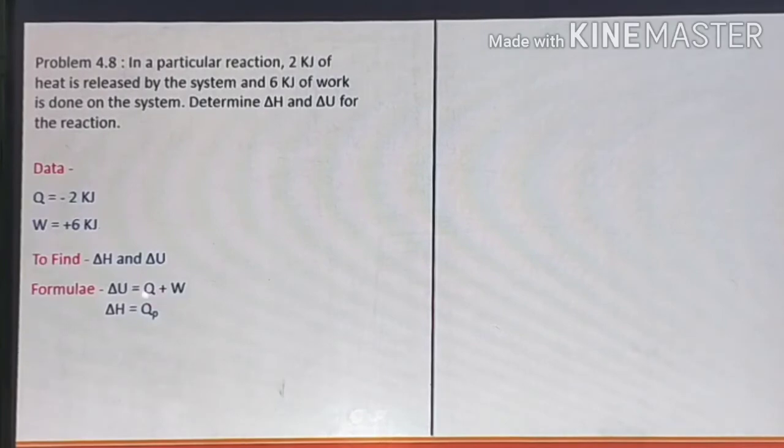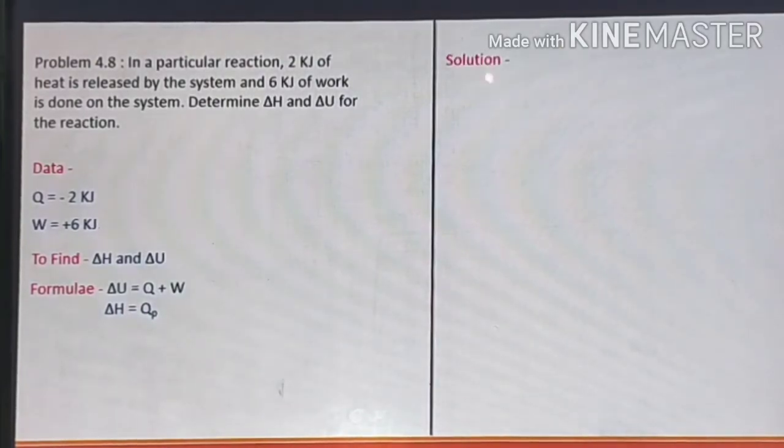Now what formulae will I use? Here I have to use two formulae. Delta U is Q plus W. This is the formula which I have got from the mathematical expression of the first law of thermodynamics. The second formula to be used is delta H is equal to QP. This we have proved in the theory part in the last session. Now see the solution of the problem.